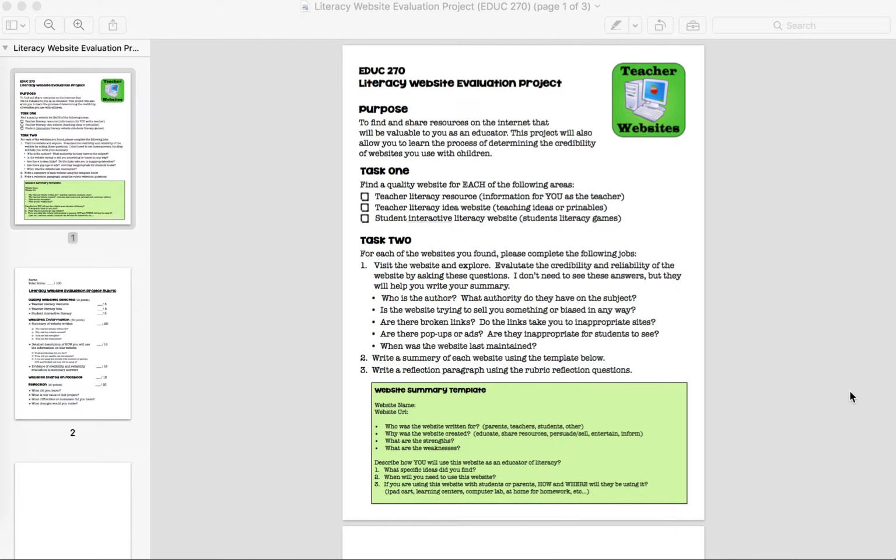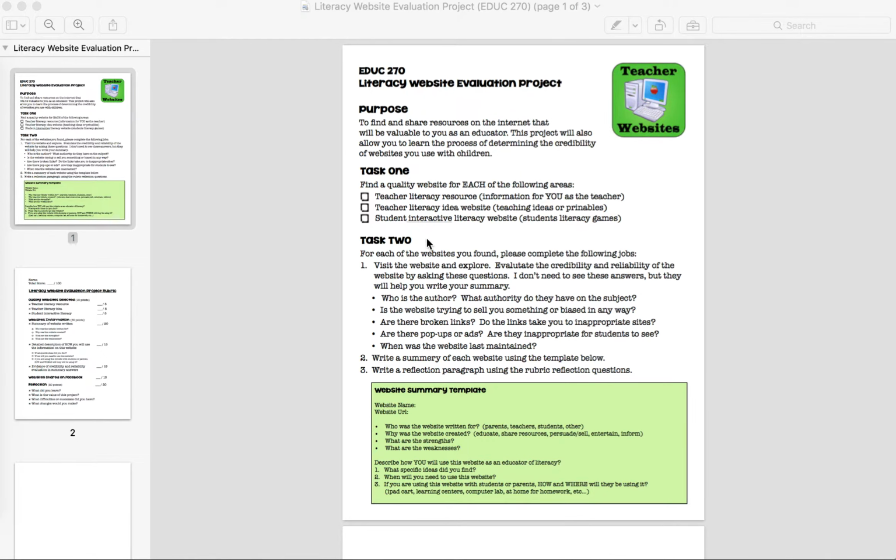First of all, the purpose of the Literacy Website Evaluation Project is to find and share resources on the internet that will be valued to you as an educator. This will also help you determine credibility of the websites that you're using with children. When you're putting kiddos on the internet or you're sending resources to parents, you need to know if they're from a quality website, a reputable source. It's just, as a professional, something that you need to learn.